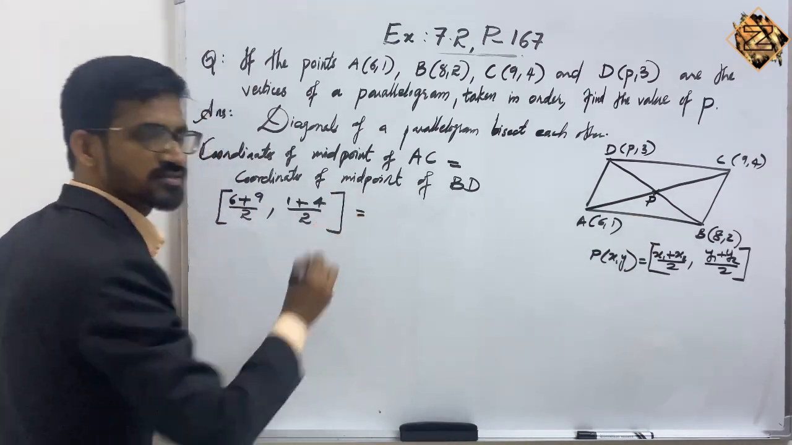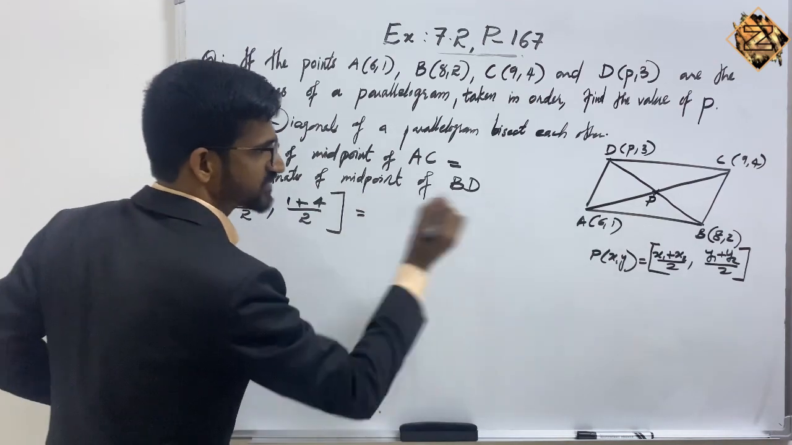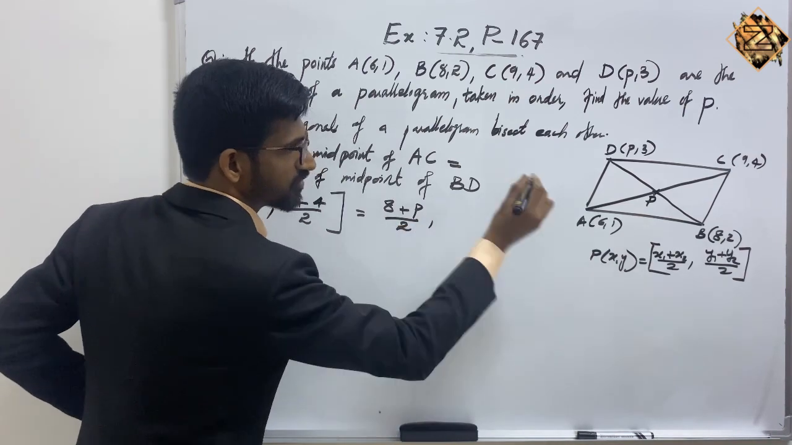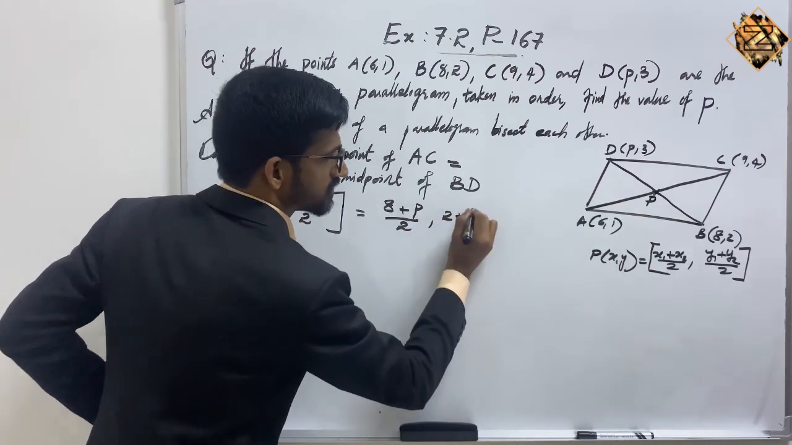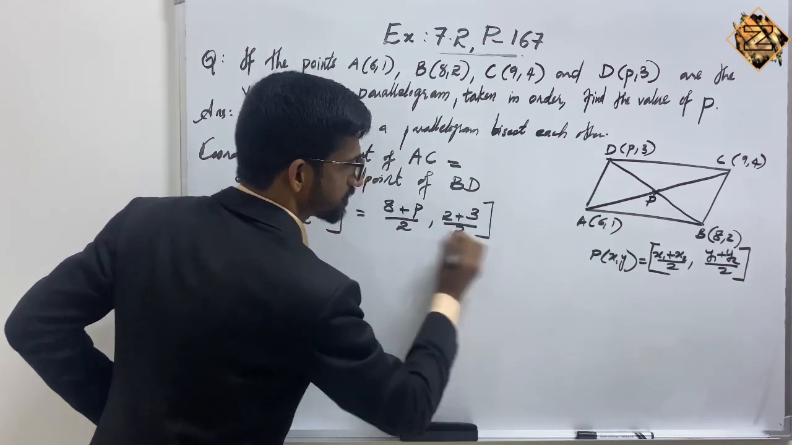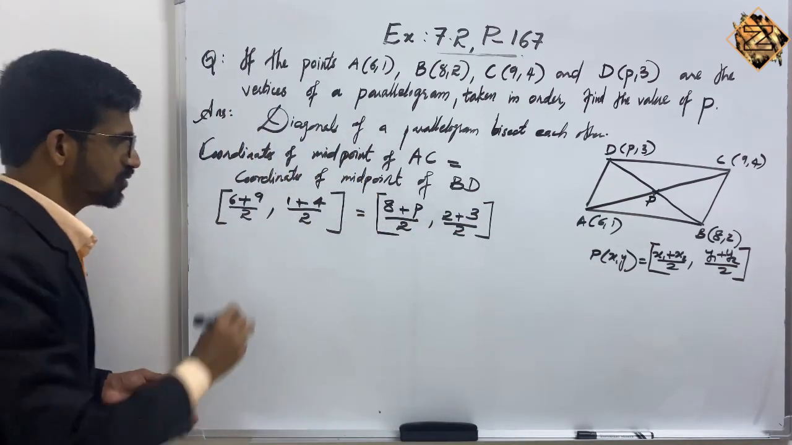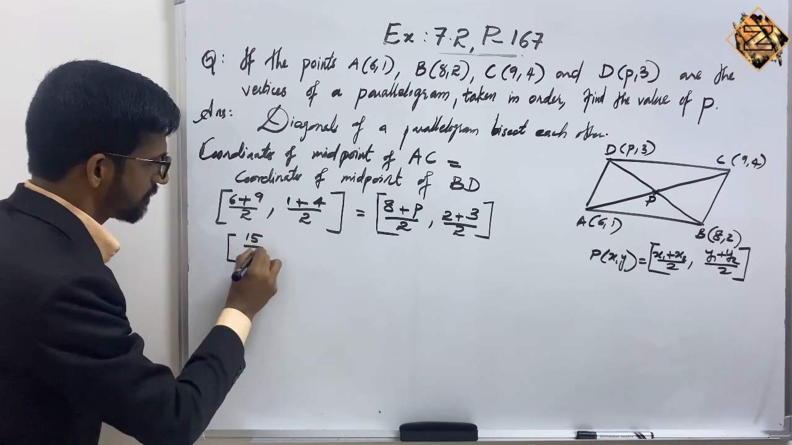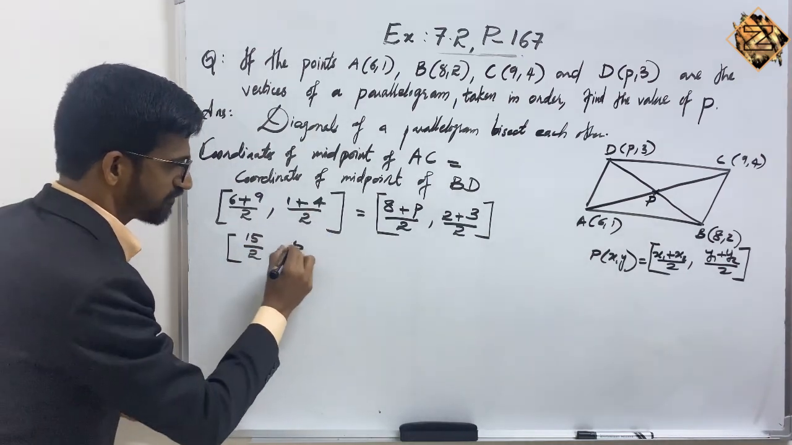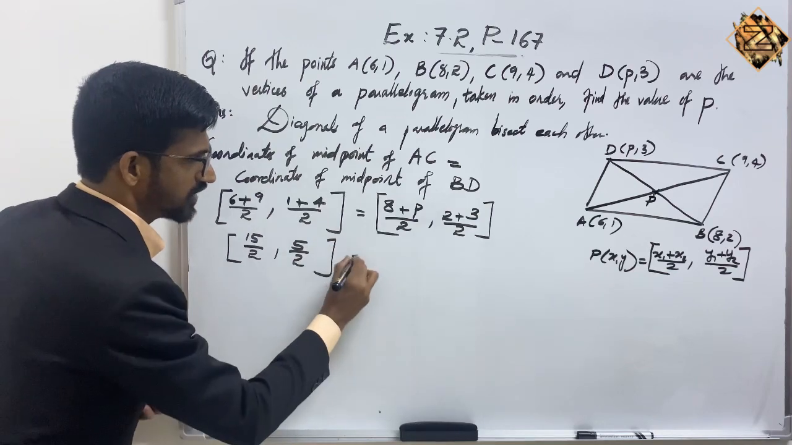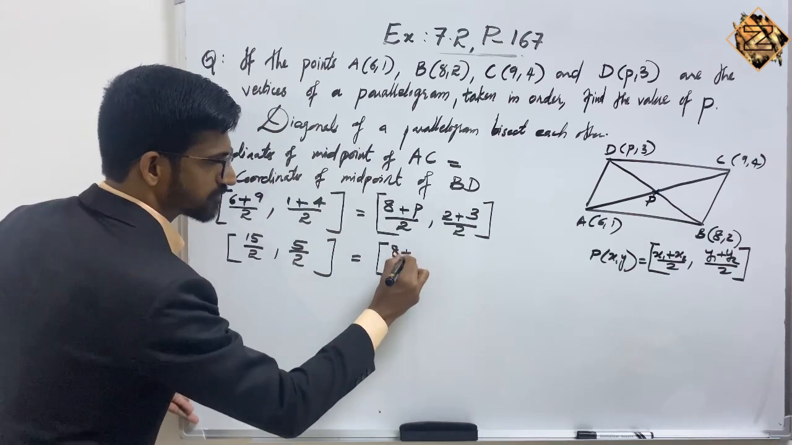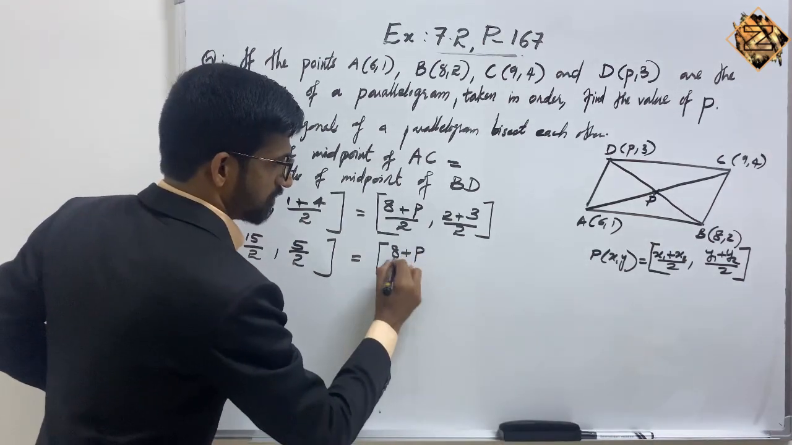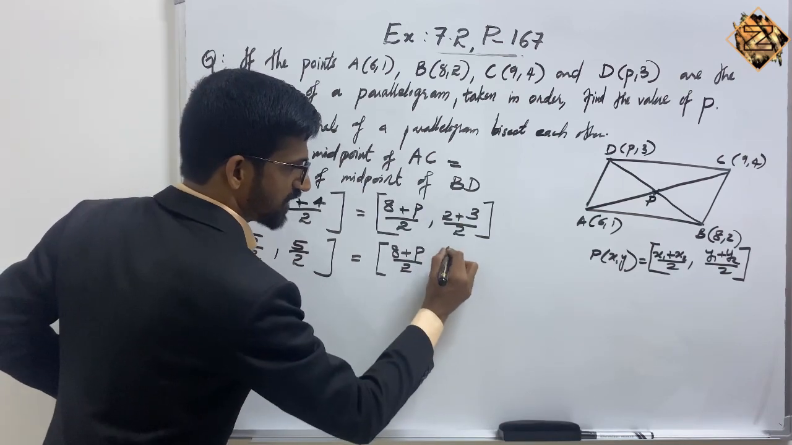So that is equal to what? The coordinates of the diagonal BD. So that is again x1, that is 8, plus x2, it is p, by 2, comma y1 it is 2 plus y2 it is 3 by 2. Okay students, now calculating this: 6 plus 9 is 15 by 2, comma 1 plus 4, that is 5 by 2, equal to 8 plus p, here it is p, by 2, comma 2 plus 3, that is 5 by 2.